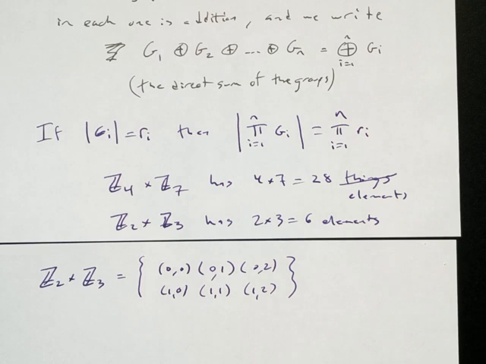Mm-hmm. Z6 was cyclic. When we used the generator 1, we got all of them. When we used 2 and 3, we got the triangle inside the triangle. We couldn't quite see automatically whether it was cyclic. But that group of order 6 was cyclic. Here's a group of order 6. Is it cyclic?